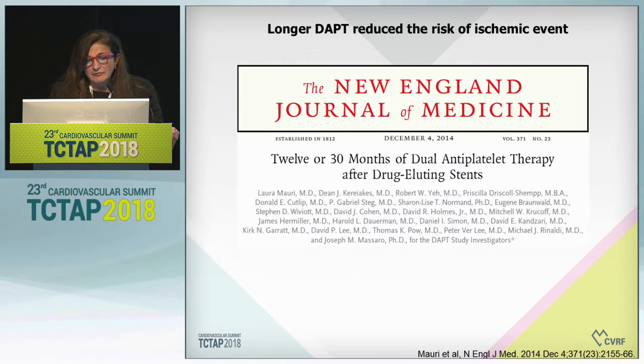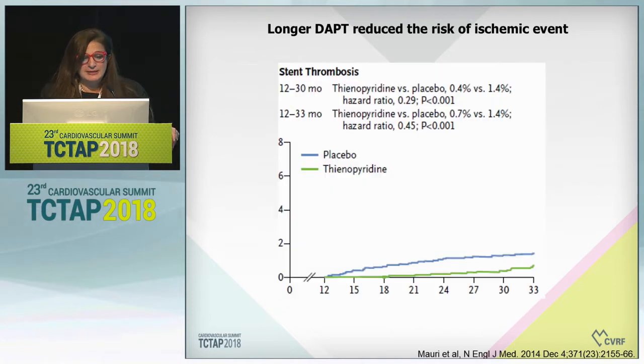And we certainly have a tremendous amount of data now that if we prolong dual antiplatelet therapy in patients who have had an acute coronary syndrome, who have had stents placed, and who have tolerated a year, maybe we can have a much better result in preventing future events. And this DAPT study really did show a reduction in those ischemic events, and they were mostly not related to the stent.